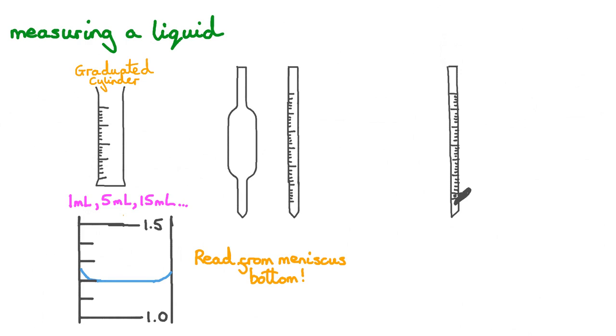The meniscus is the skin-like surface of our liquid. You can see that our meniscus is higher at the edges of our cylinder, but it's the very bottom that we need to read from. In this diagram, we can see that the bottom of our meniscus is in line with this graduation. So this volume would be 1.2 millilitres. We use the same technique when measuring volume using a pipette.